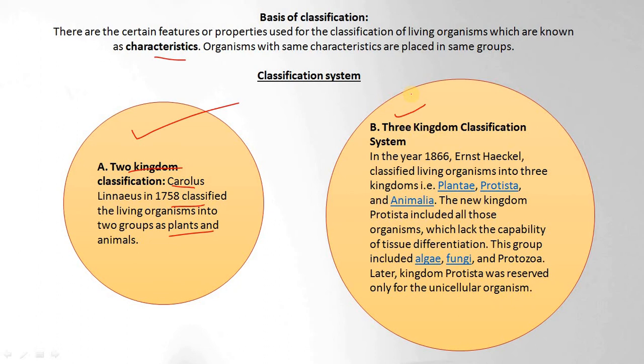Coming to the three-kingdom classification, there are three groups known as Plantae, Protista, and Animalia. The new kingdom Protista included all the organisms which lacked the capability of tissue differentiation. This group included algae, fungi, and protozoa. Later, the kingdom Protista was reserved only for the unicellular organisms.